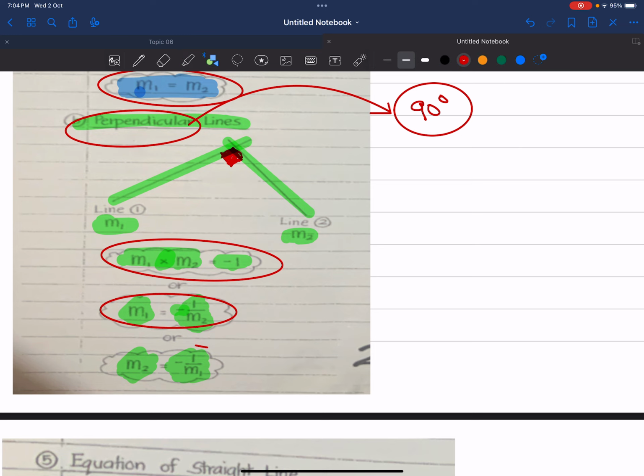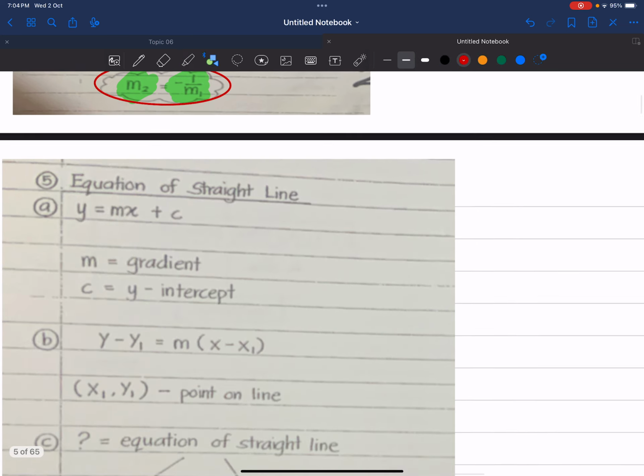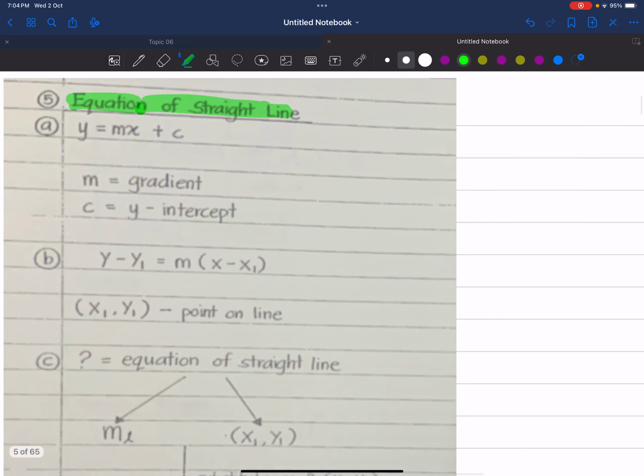Okay. Next, we come to the equation of a straight line. Again, there is more than one formula. The first equation of a straight line you learned in lower secondary: y equals mx plus c. Okay, we have used this in linear law, where m is the gradient and c is the y-intercept.